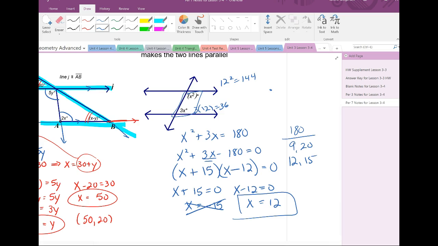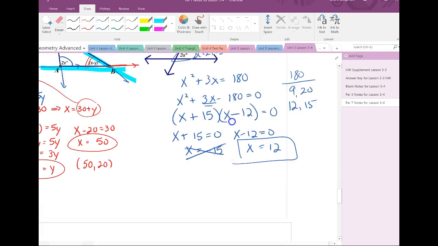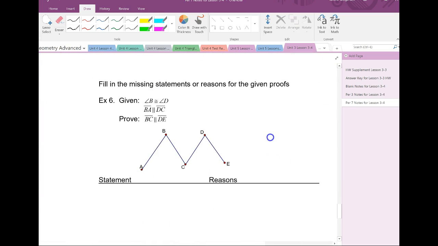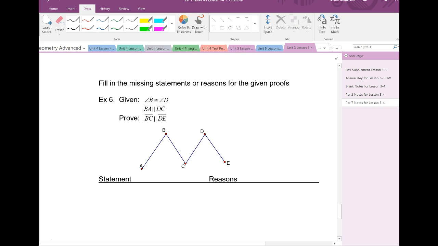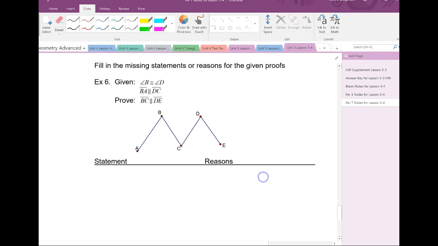All right, now we're going to do the next one. It's a little bit of fun. It's a proof, and I think it's a fun proof. But remember with all proofs, what you put down many times in the previous step kind of guides you on what to do for the next one. So with this one, it says fill in the missing statements or reasons for the given proofs.